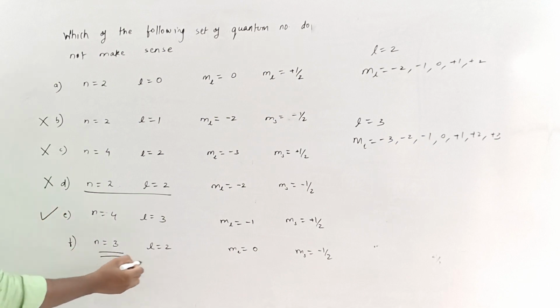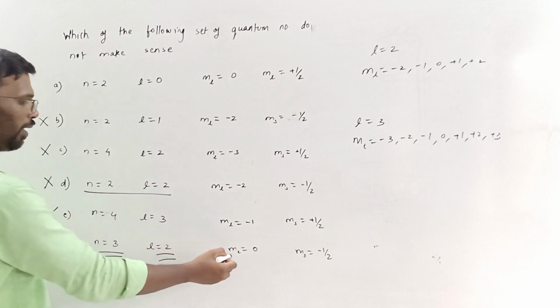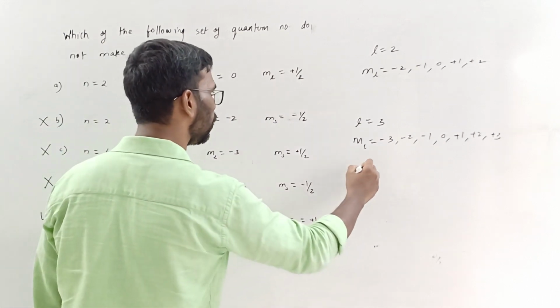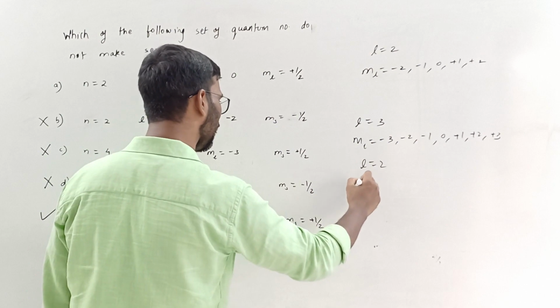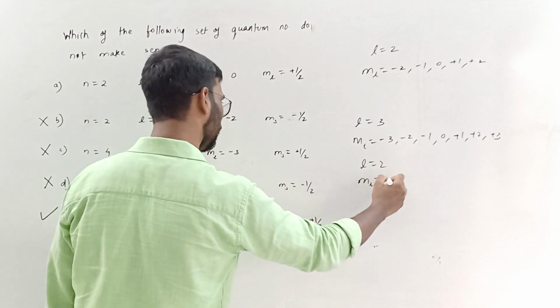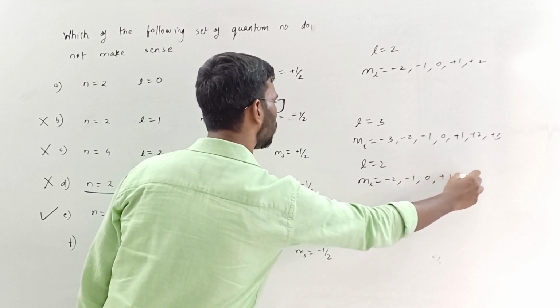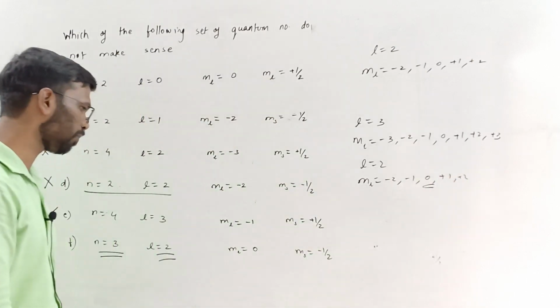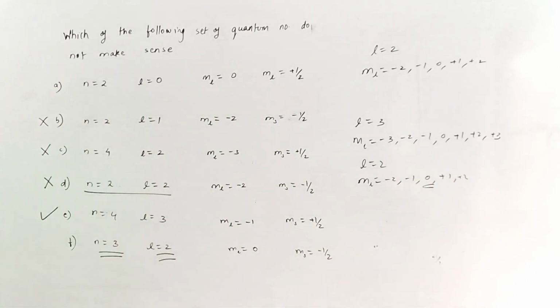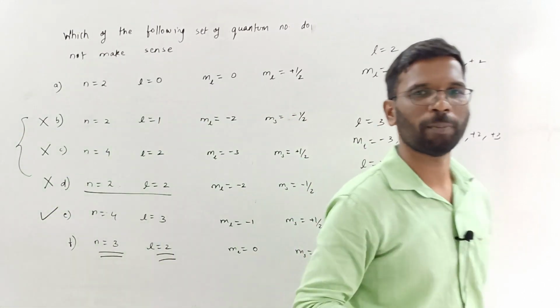What about the last one? This is a 3d orbital, and ml is 0. When l is equal to 2, ml is -2, -1, 0, +1, +2. So 0 exists. And here ms is equal to -1, which is not possible. So these are the three sets of quantum numbers which do not make sense.